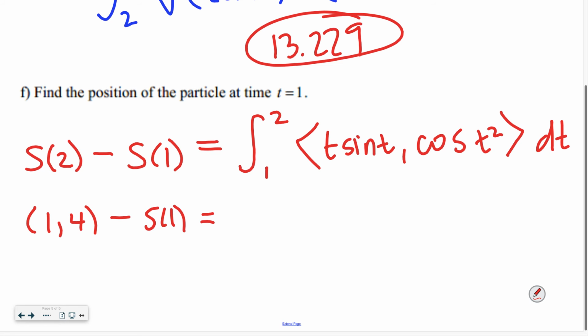So if your last name begins anywhere from A through M, you are going to do the horizontal component. If your last name begins after that, then you're going to do the vertical component.